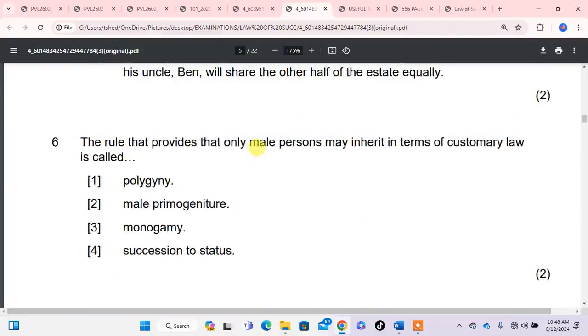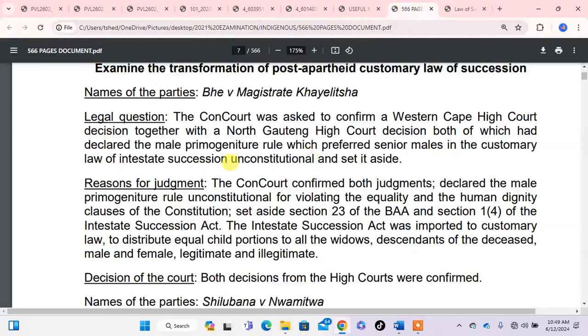The rule that provides that only male persons may inherit in terms of customary law is called: polygyny, male primogeniture, monogamy, or succession to status. Polygyny is when you marry more than one wife. Male primogeniture is that only male persons may inherit. This is male primogeniture. And then we have monogamy, where you only marry one wife. Polygyny, you marry more than one wife. And then succession to status is the status for you to be eligible to inherit. Then we have the case of Bhe versus Magistrate Khayelitsha.